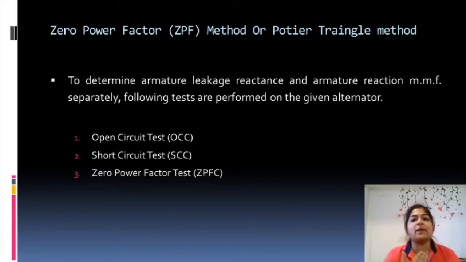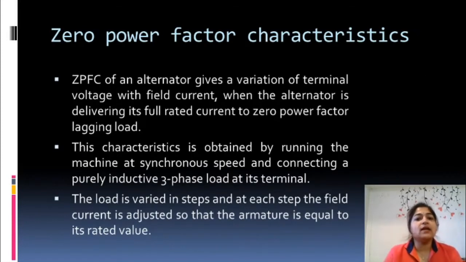To determine the armature leakage reactance and armature reaction MMF separately, we need the following tests to be performed on the alternator. Out of these three tests, the open circuit test and short circuit test will be as we performed before for the synchronous impedance method. And we also need to perform a third test, that is the zero power factor test, to get the zero power factor characteristics.